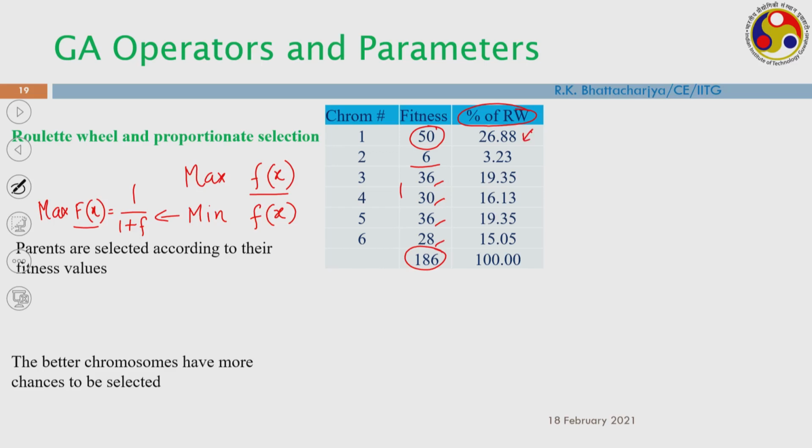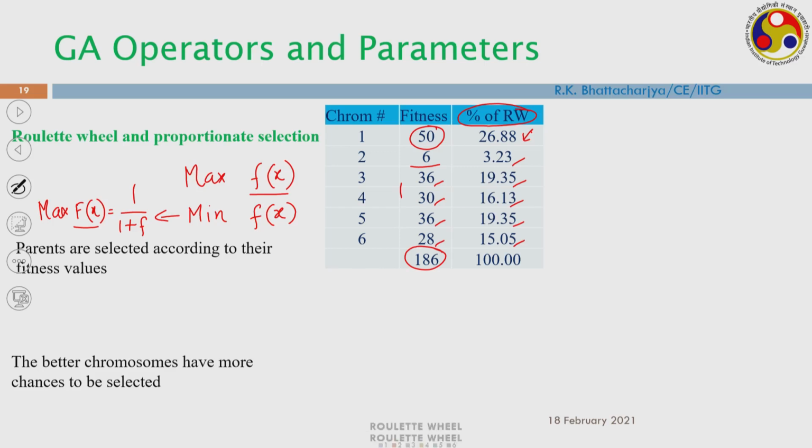So this is 50 divided by 186 times 100, and I am getting 26.88. Then for the second one, 6 divided by 186 times 100, I am getting 3.23. Then for the third one I am getting 19.35, the fourth 16.13, then 19.35, 15.05, and the total is 100%.